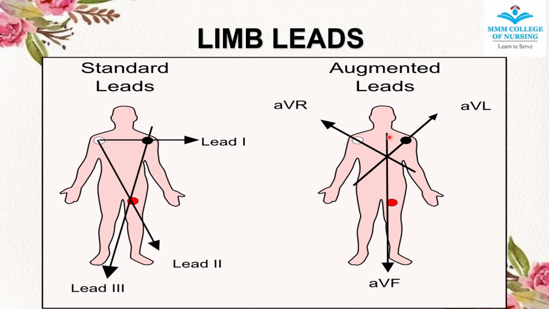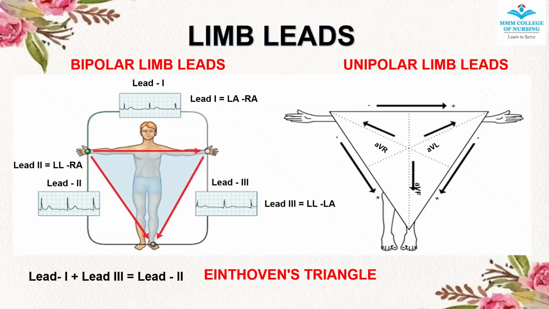The spatial orientation and electrical polarity of lead 1, lead 2 and lead 3 are schematically represented using an imaginary triangle, which is called Einthoven's triangle. This Einthoven's triangle is the cornerstone concept in electrocardiography.